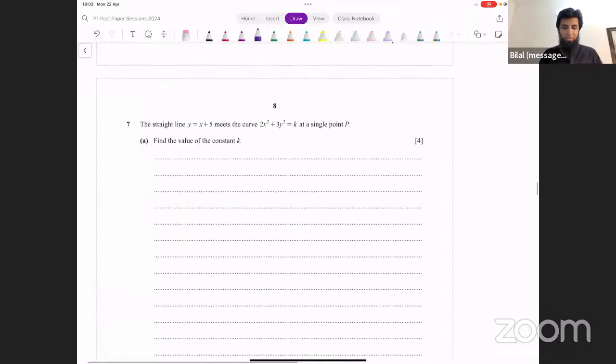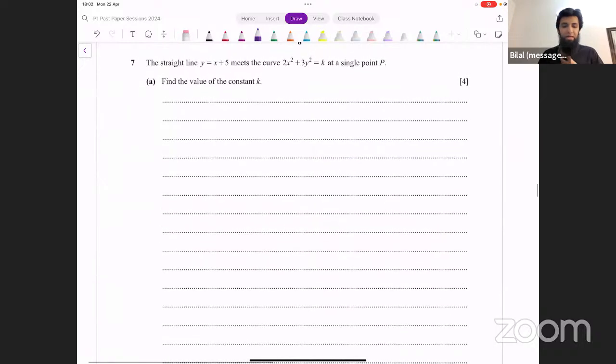The next question, that's question number 7. It says the straight line y equals x plus 5 meets the curve 2x squared plus 3y squared equals k at a single point P. Find the value of the constant k. So we've got a straight line and we've got a curve. They meet at a single point P.